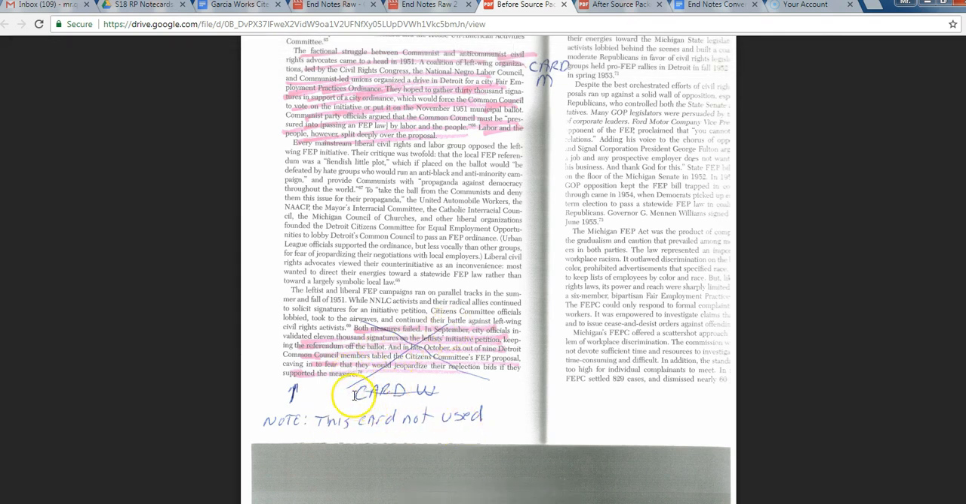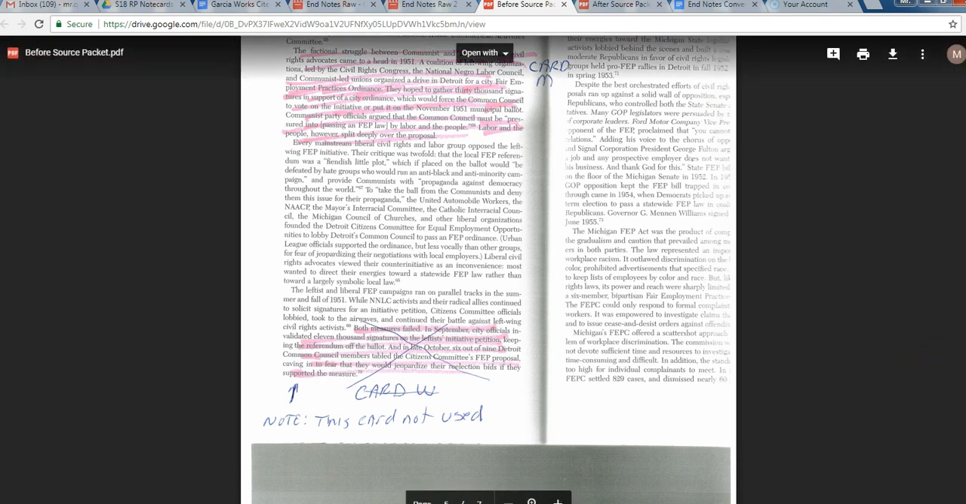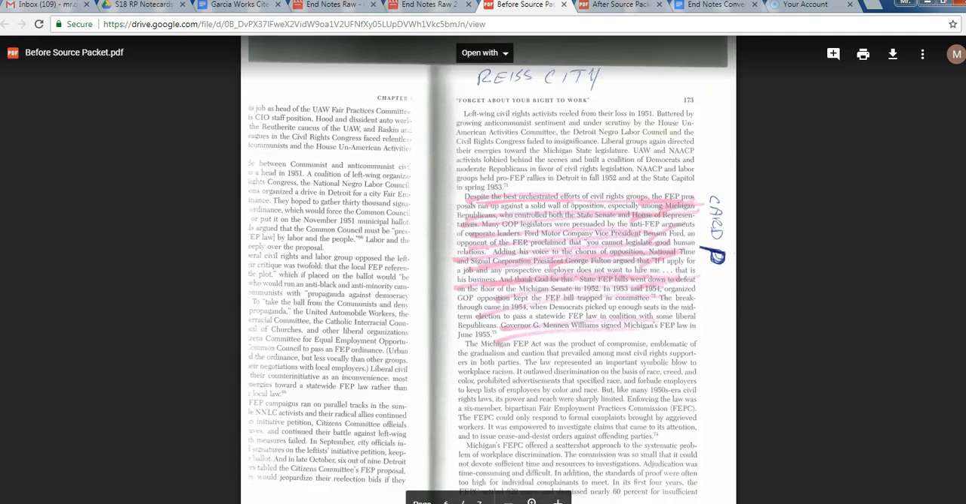And notice when you cross them out, you don't scribble it out. You just put X's through it or a line through it. That way, if you ever need to go back and look at it, you can go back and look at it. All right. So we go down to card P.